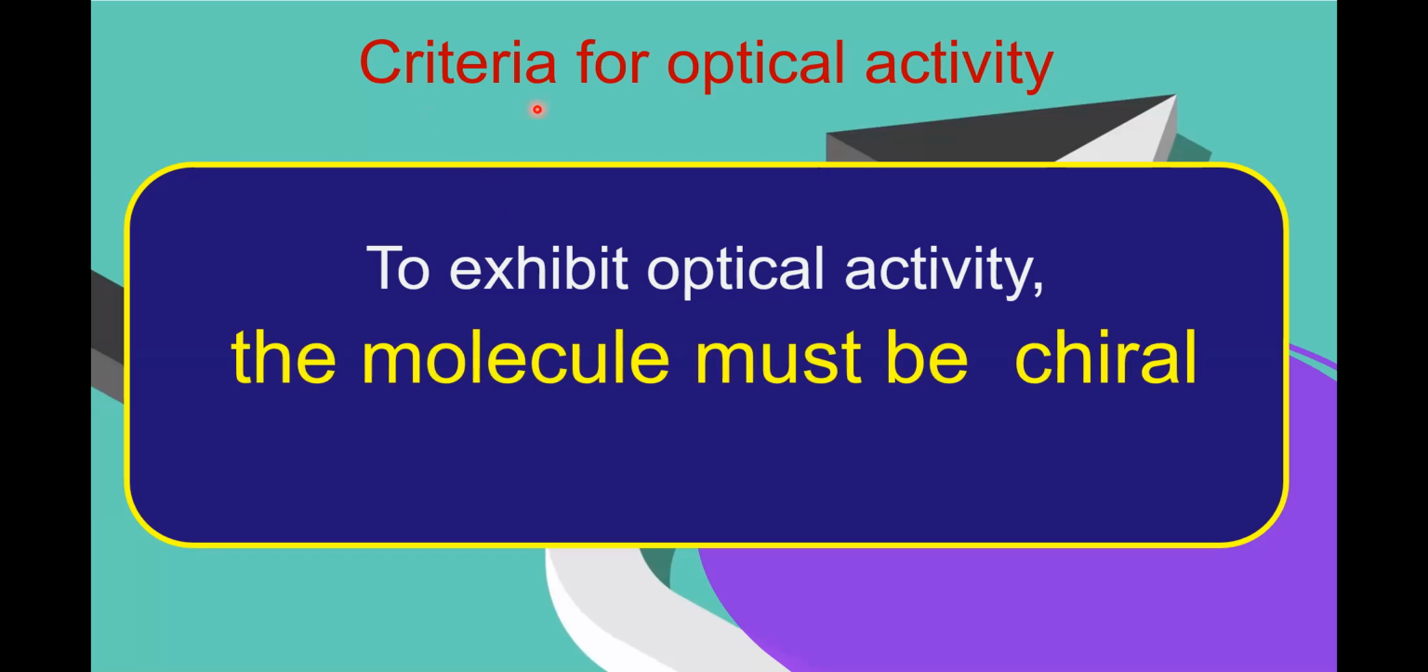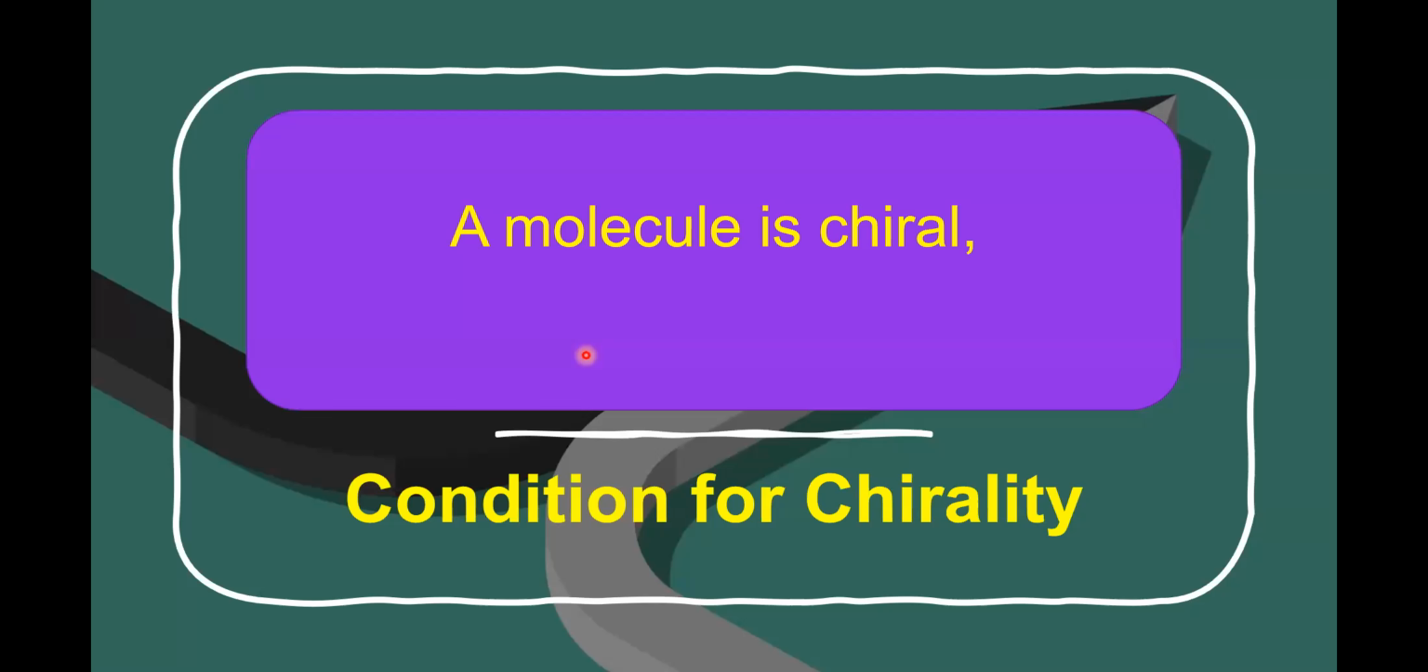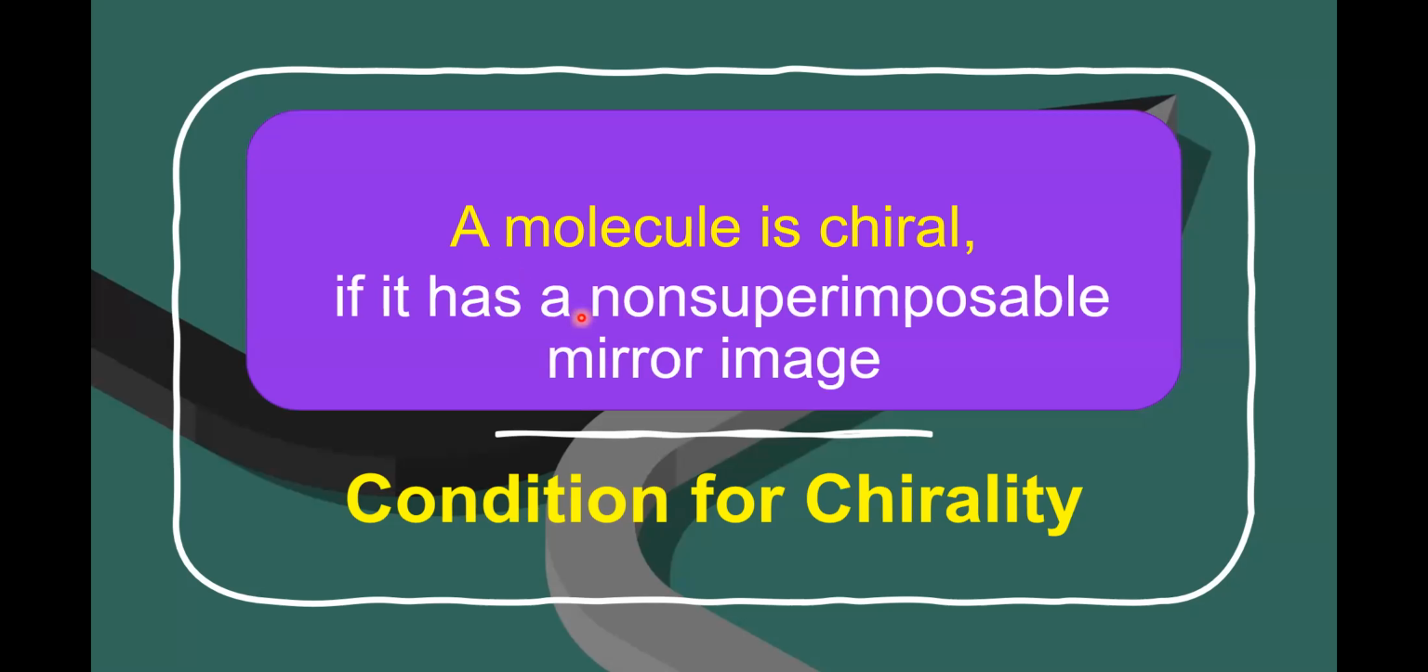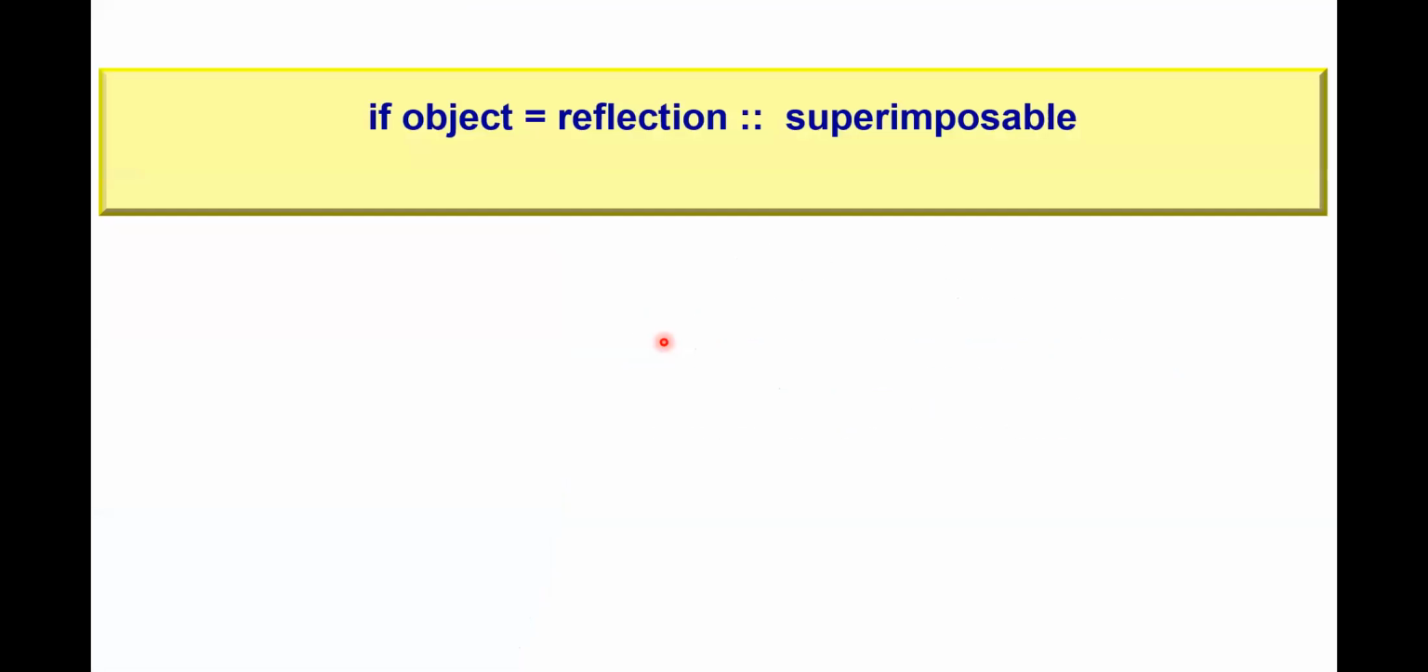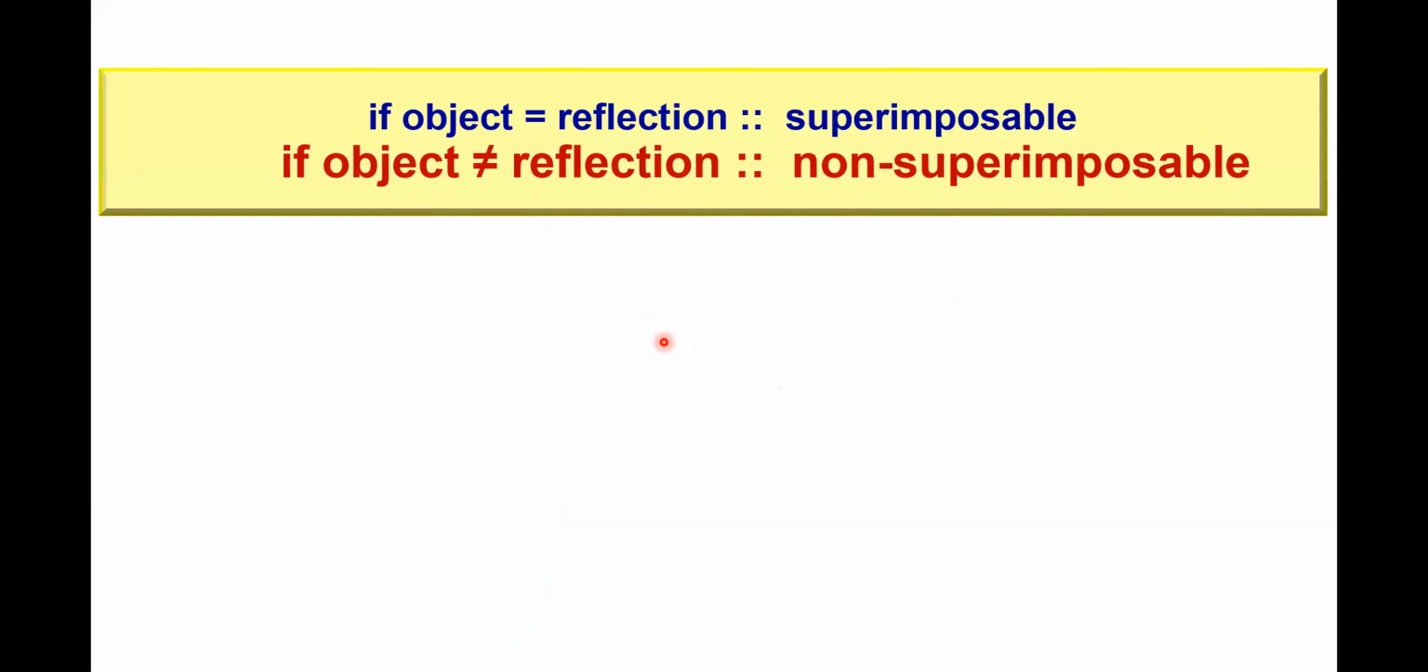So what is the criterion for optical activity? To exhibit optical activity, the molecule must be chiral. Then, for a molecule to be chiral, what condition is needed? It must have a non-superimposable mirror image.